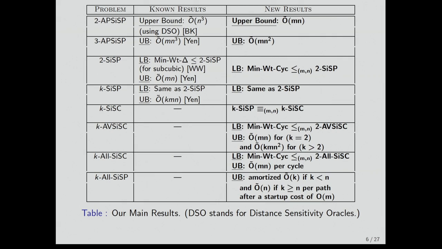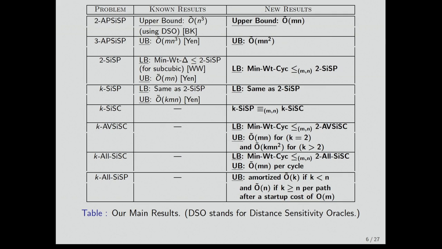And KSISP is the same. And so these are all new results. So we show that KSISP is equivalent to KSISC. So all the results for KSISC translate to KSISP, both lower bounds and algorithms. And all of the remaining problems, except of course the last row, which is for our efficient result, they run in O tilde Mn time.